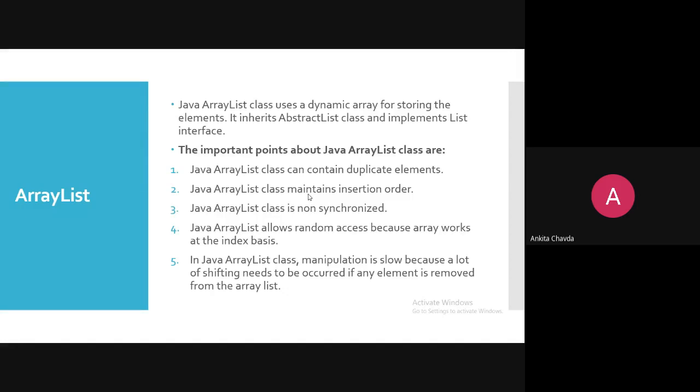The ArrayList class maintains insertion order, because whatsoever you add will go into the next index. The ArrayList class is non-synchronized. It is not synced, right? ArrayList allows you random access because an array works on an index basis. So you can fetch any element at any time, like the element at index 5 or index 2 or 0, whichever element you wish to fetch, via its index. So random access is allowed.